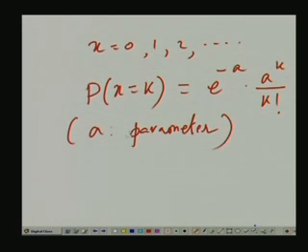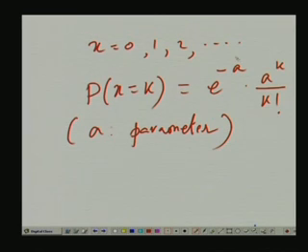We asked you to find out the mean and variance, or rather, we asked you to find out E of x, the expected value of x, and the expected value of x square. If you know the expected value of x square and the mean, obviously you can find out the variance. That was the question. A is called a parameter, so we say that x is a Poisson distributed random variable with parameter a.